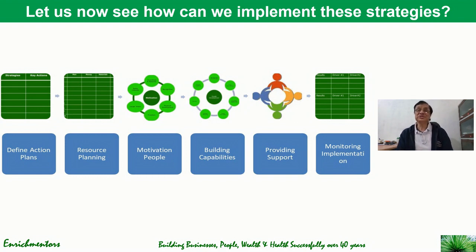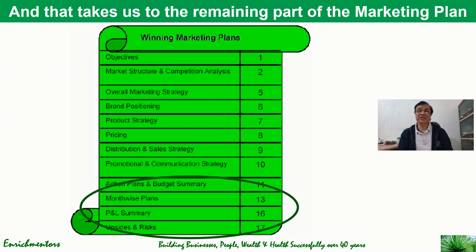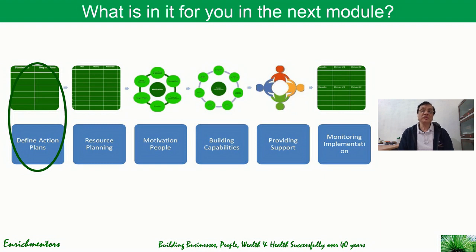And that brings us to the remaining part of the marketing plan, right? The bottom 4 pieces: action plans and budget summary, month-wise action plan, P&L summary, and upsides and risks. And we will take a look at them in subsequent lectures. In this lecture, we will just look at the overview. So what do we do in the next module? In the next module, we get into defining the action plans, and we will look at the first 2 parts: the overall annual action plan and the month-wise action plan. Let's see if we do that in the next section.